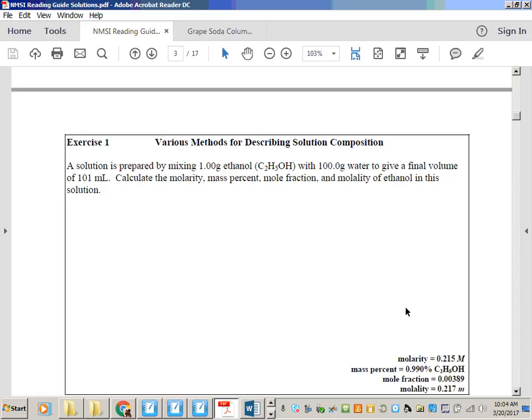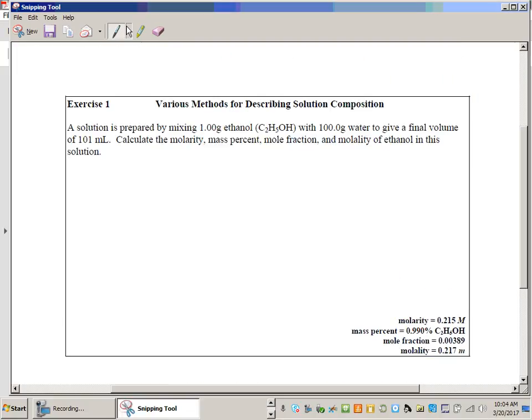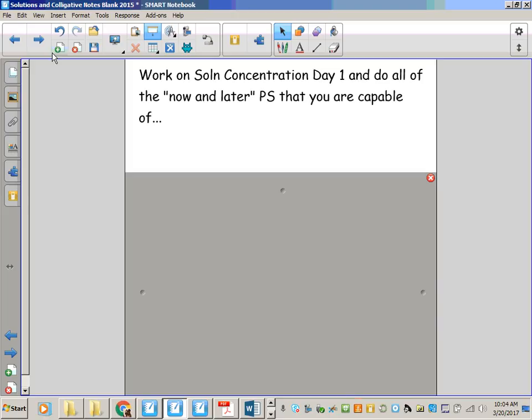So for example, this one: solutions prepared by mixing 1 gram of ethanol with 100 grams of water to a final volume of 101. Calculate the molarity. Let's start this now. Ready? Let's roll. Let me just do a quick screenshot of this and I'll help you get started. You have your notes of what's molarity, what's molality, what the units are, so that's why I'm hitting this now. And I have like 5 minutes.